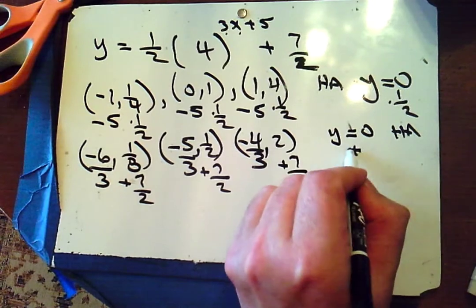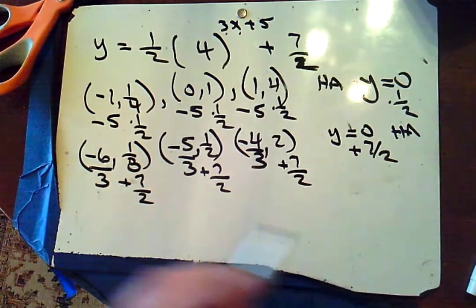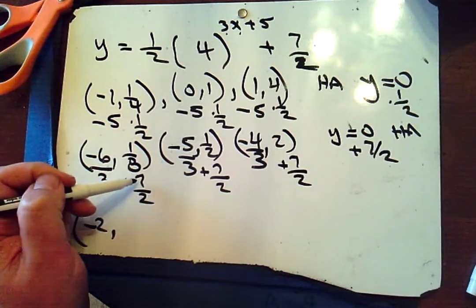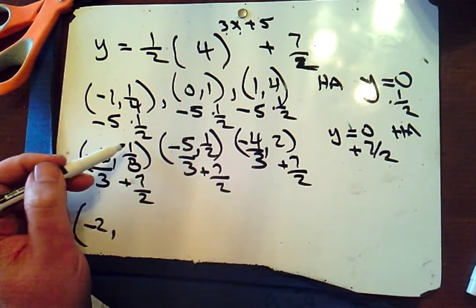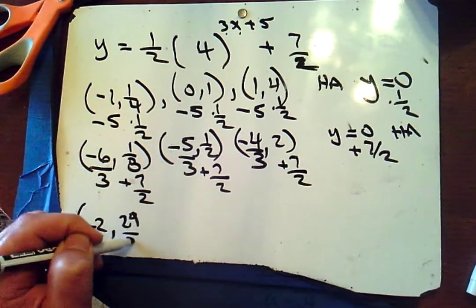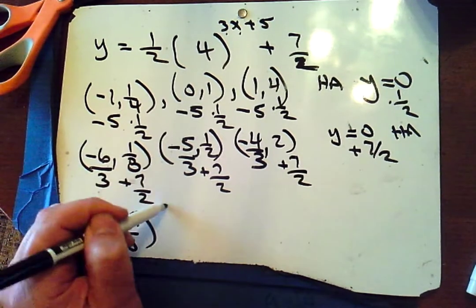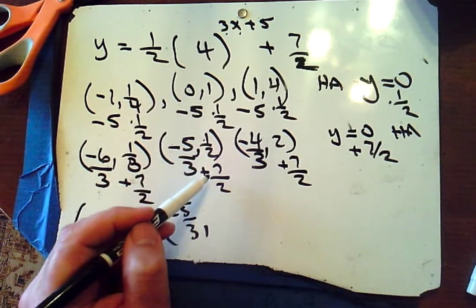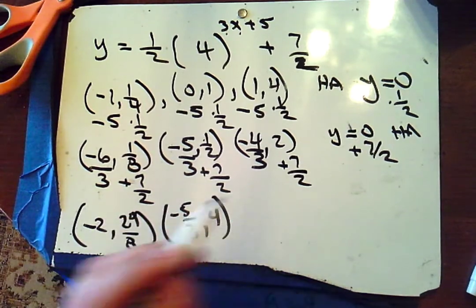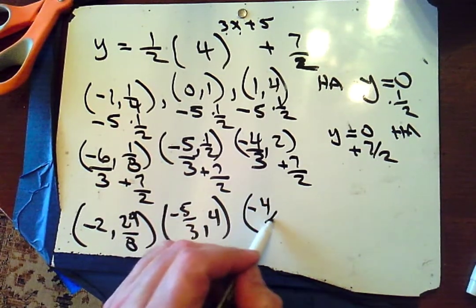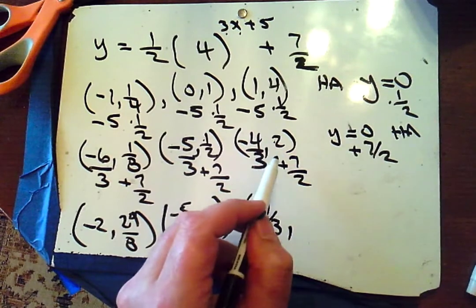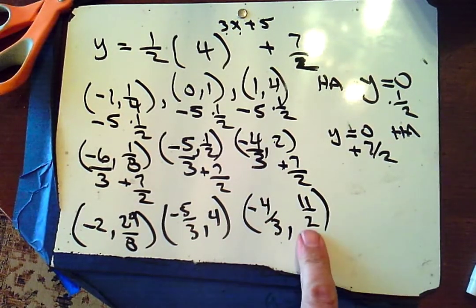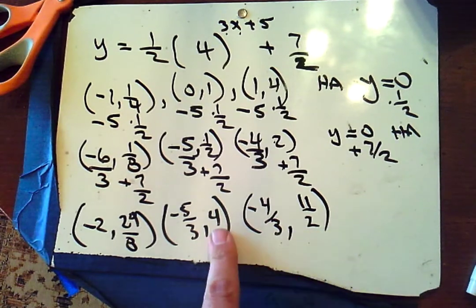And here's another y value, so I add 7/2 here as well. So what do we have? We have negative 2. This is 28/8 plus 1/8, which is 29/8. We've got negative 5/3. 1/2 plus 7/2 is 8/2 or 4. And then we've got negative 4/3. 4 halves plus 7 halves is 11 halves. Okay, so that's 5.5. There's 4.